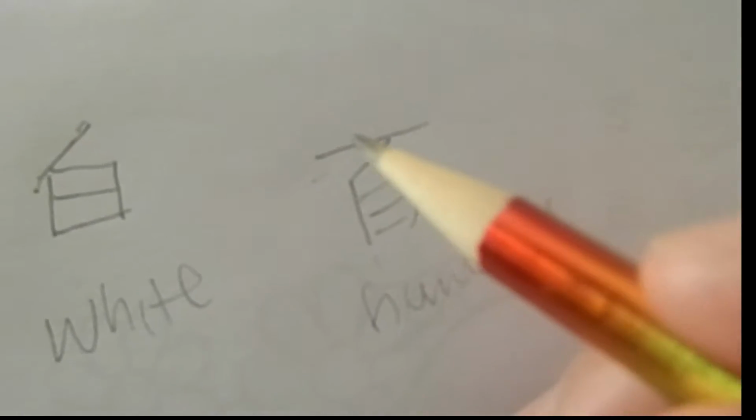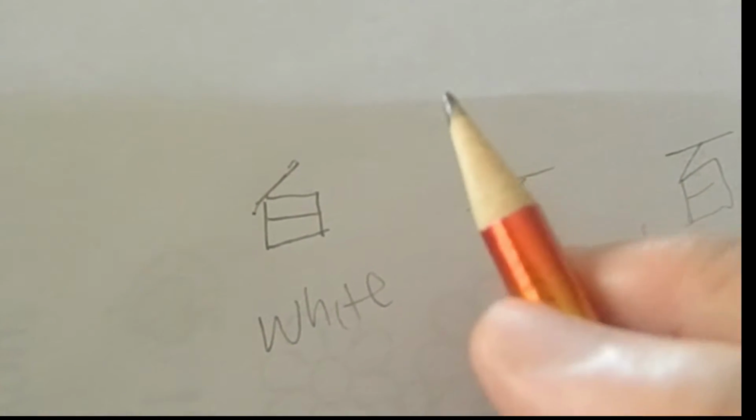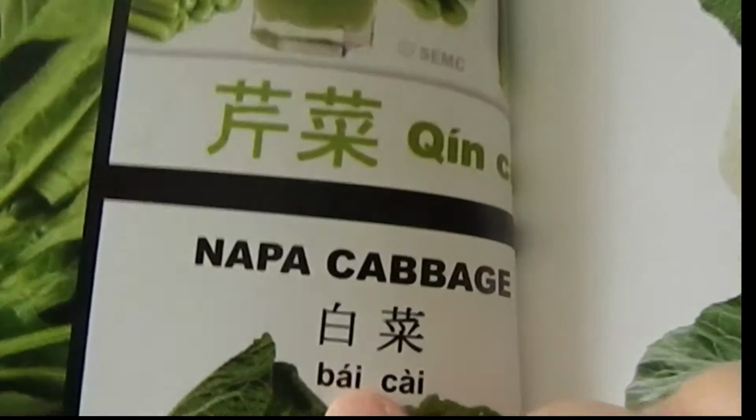Of course, the Chinese way, you do not write this first and then add. Usually the Chinese write the top one first, then you do this, okay? That's called bai. So you just remember two: one is white, one is 100. They are two different characters. So if you write 100, ipai, please do not write this, because there's no meaning in there. This becomes one white, so you have to have one line on the top, okay? So this is the character. This is called bai cai, white. Napa cabbage, we call bai cai.